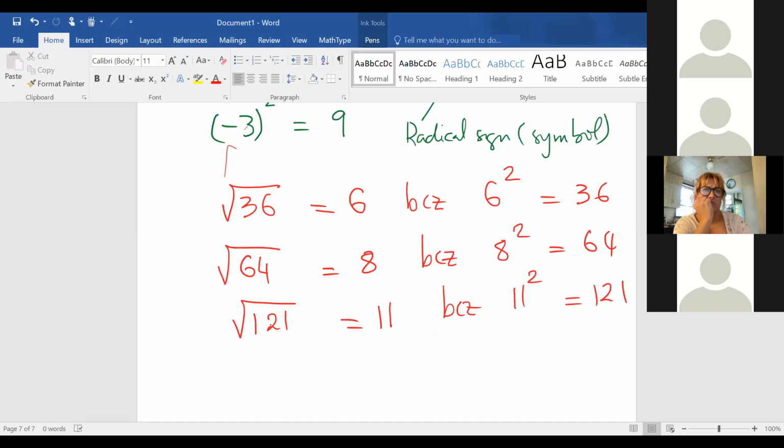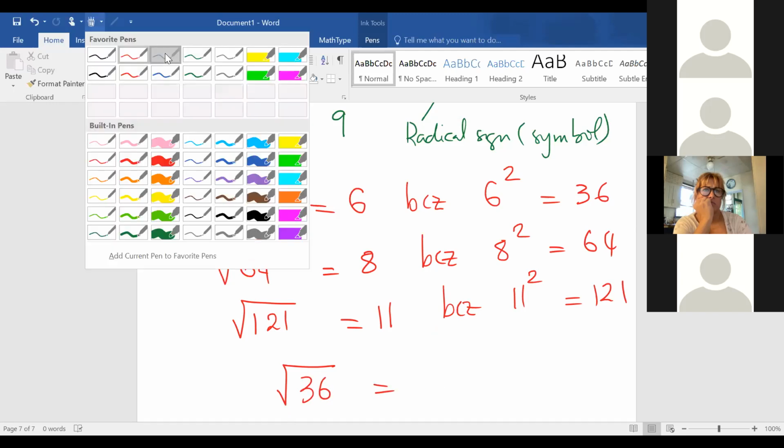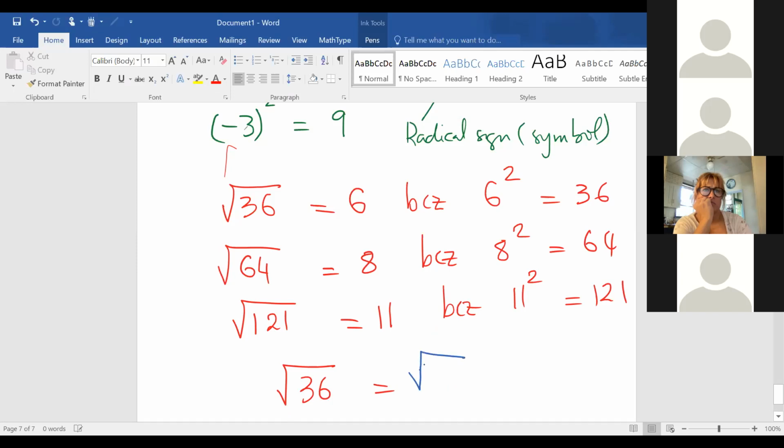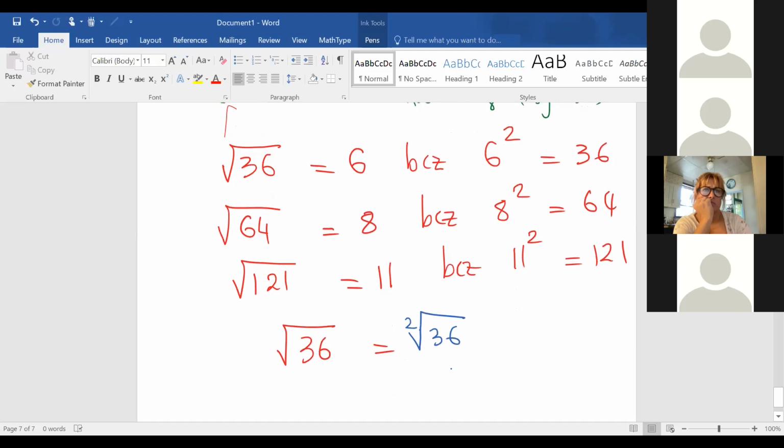Sometimes we write the square root of 36 with nothing here. Sometimes in some calculators, you can see the square root and we put 2 here, right? Which is the same thing, okay? By default, if you don't put any number, it is the square root. We're talking about the square root by default if you don't put any number on top of it, okay?